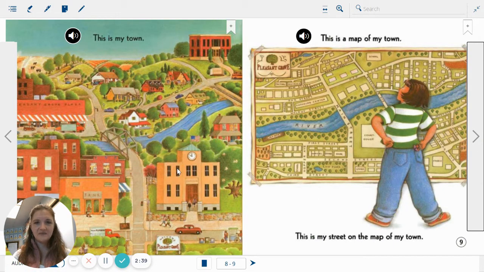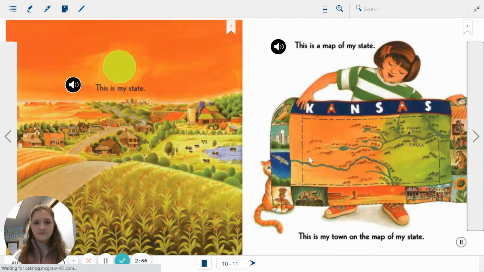This is my town. This is a map of my town. This is my street on the map of my town. And right there you can see Oak Street. This is my state. This is a map of my state. Kansas is her state. This is my town on the map of my state. Pleasant Grove, that little dot shows where in Kansas her town is.